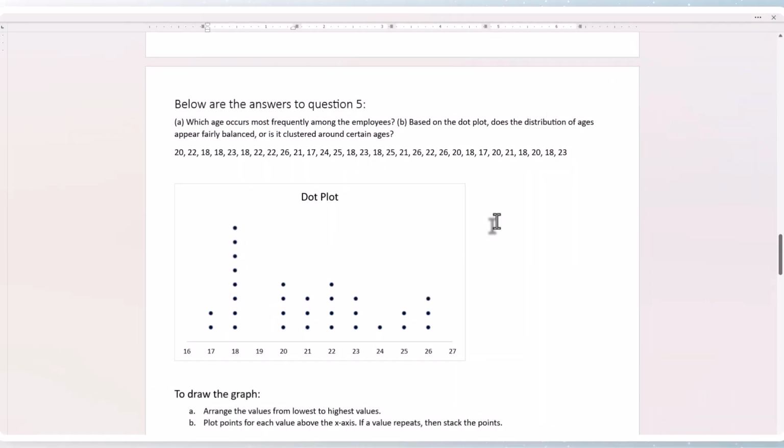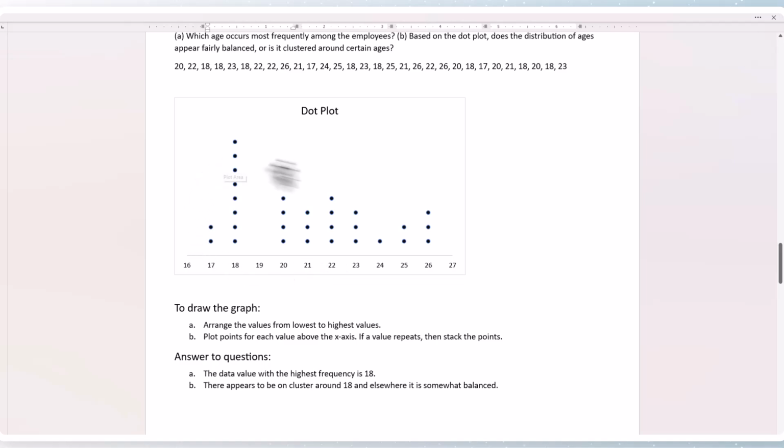In problem 5, we need to construct a dot plot. How I build a dot plot is I always begin with the lowest number on the list, 17, and we go to the highest number. I believe it's 26. And then as we count off the values in the list, you place a dot above the number. So we have 20, you would put a dot. 22, put another dot. And then if the numbers repeat, you stack the dots. 18, the second dot is stacked. And then we repeat that process for all the other numbers.